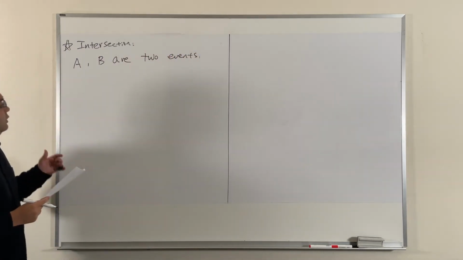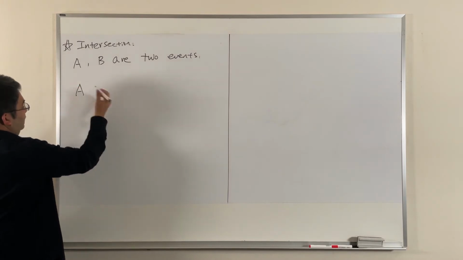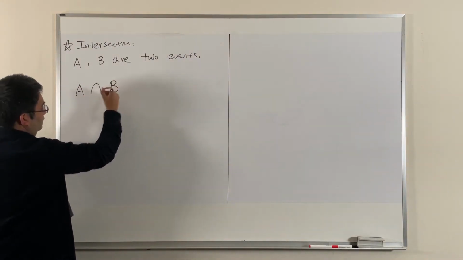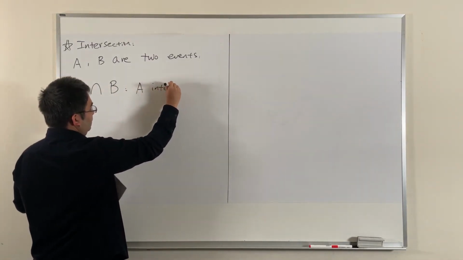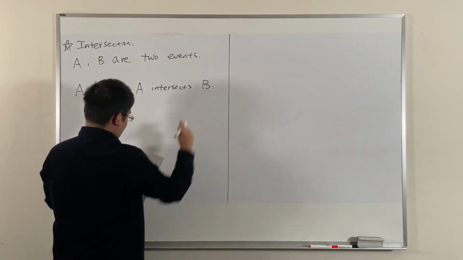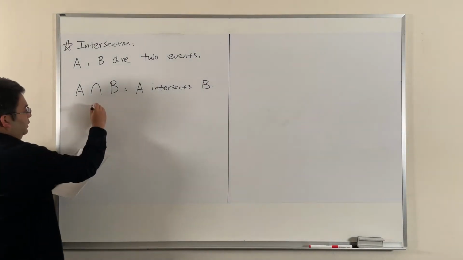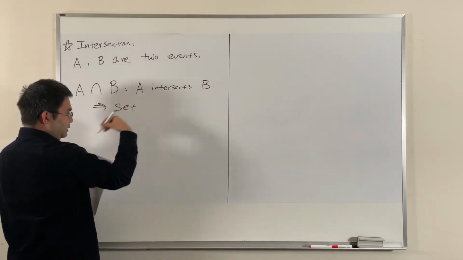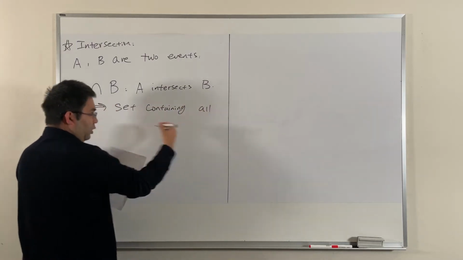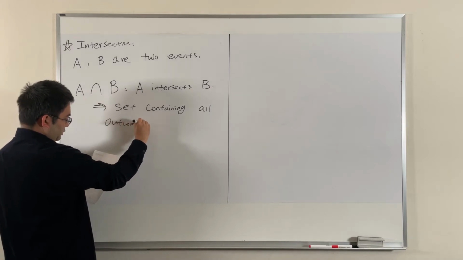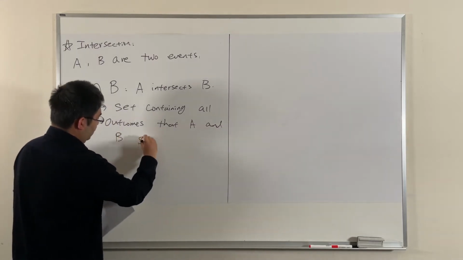Okay, and then A intersection B, the way we know it, it's like a bridge, A intersects B. So the definition for A intersects B, it's the set containing all outcomes that A and B share.